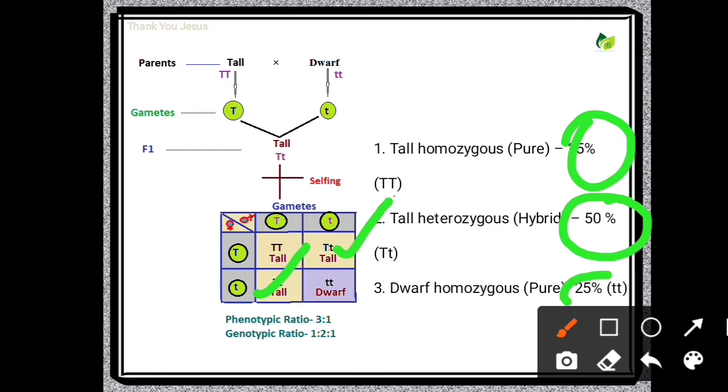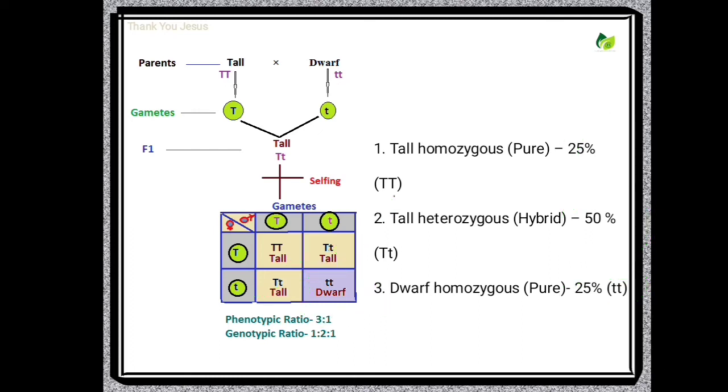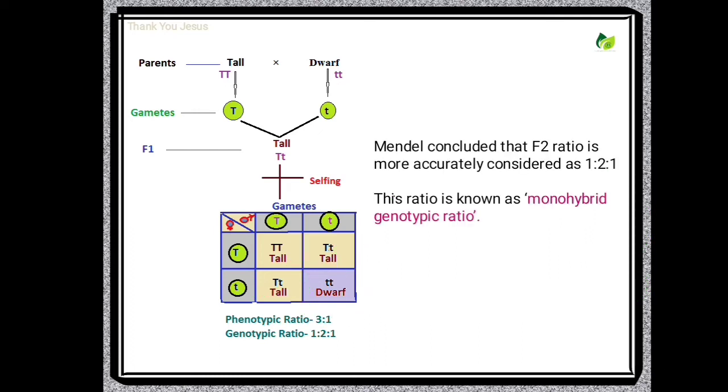And remaining 25% of plants are dwarf plants. They are also pure. Among these plants, 25% of plants are homozygous tall, 50% are heterozygous tall, and the remaining 25% are homozygous dwarf plants. Mendel concluded that F2 ratio is more accurately considered as 1:2:1 according to the alleles present in them. This ratio is known as monohybrid genotypic ratio.